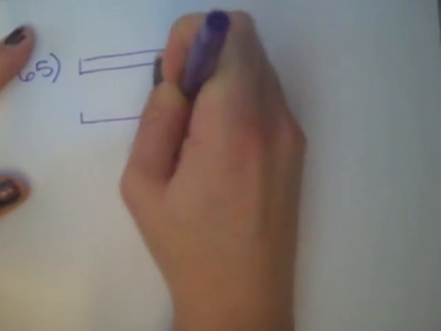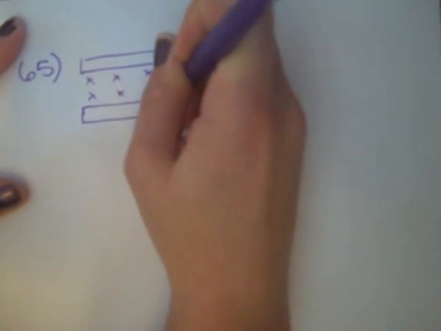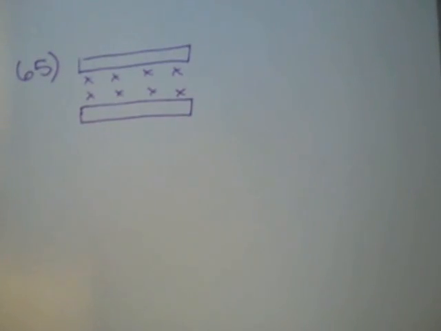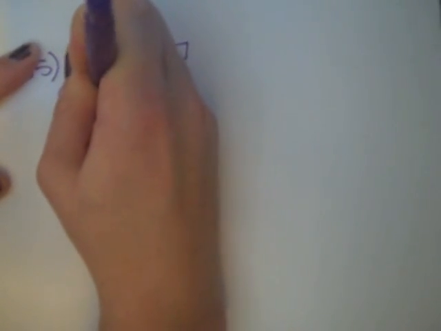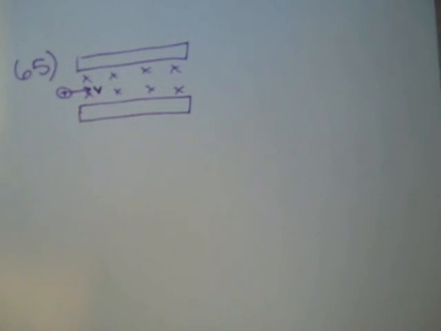Next one we are going to look at is number 65. Number 65 gives a picture of two parallel plates. The parallel plates are in a magnetic field that is going into the page, and a little proton is entering at a certain speed. In part A, they want to know the magnitude and direction of the electric field in order for it to go straight through. So this is one of those velocity selector type problems.